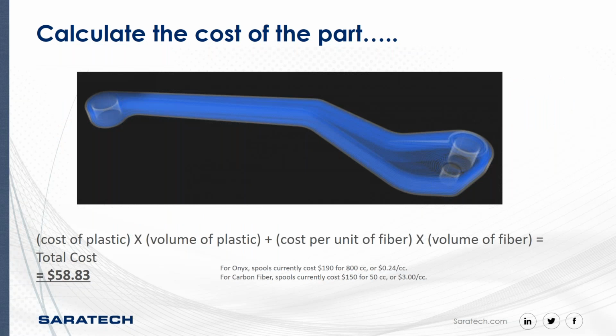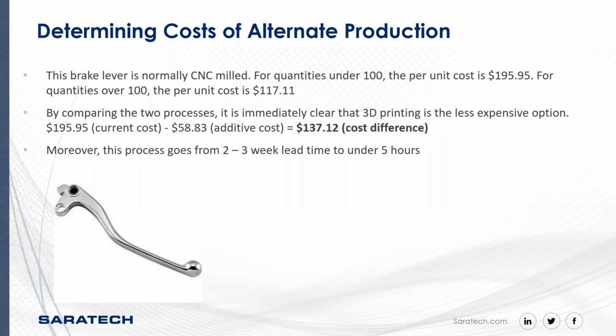In this case, we just chose a relatively easy part. Here's a brake handle for a Ducati motorcycle. There's a variety of ways that you can get to the cost analysis. But in this case, we used one of our manufacturers' software called Eiger and uploaded the part. Ultimately, this particular part would cost $58.83. It was using the combination of a material called Onyx reinforced with carbon fiber, so it's going to mimic some of the strength capabilities of, say, aluminum 6061.